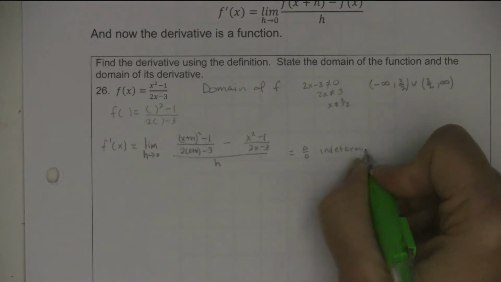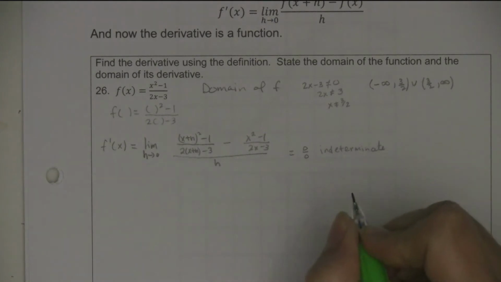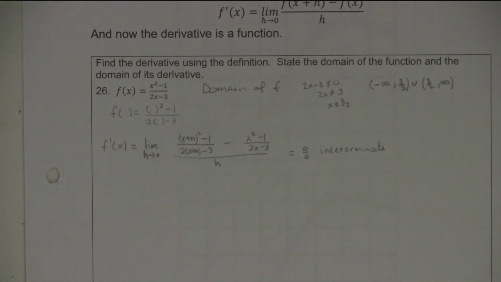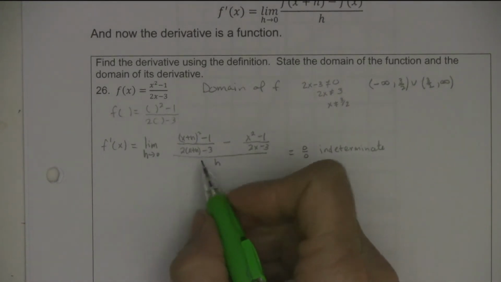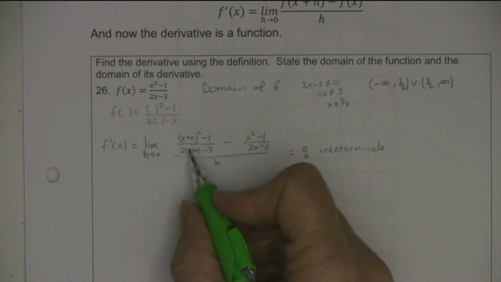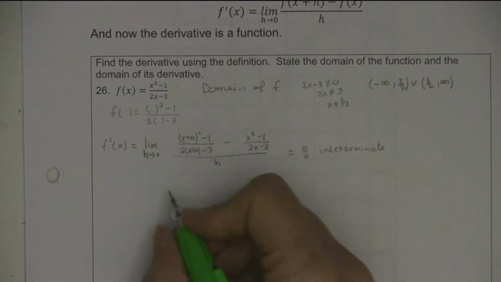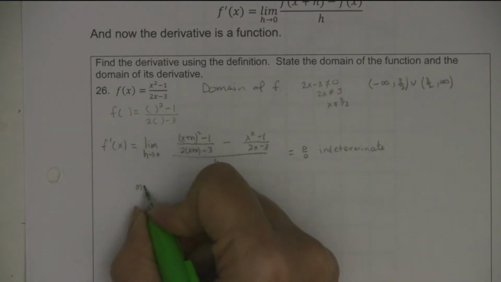And I've got to work a little harder, right? And so you can see that I'm going to have to clear the fraction here. That's what I would do. And it's your choice whether or not you write this as 2x plus 2h minus 3, which I'm going to say that that's what it is.